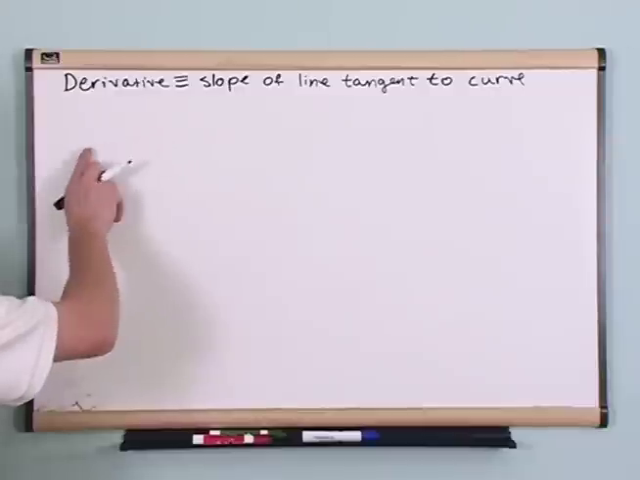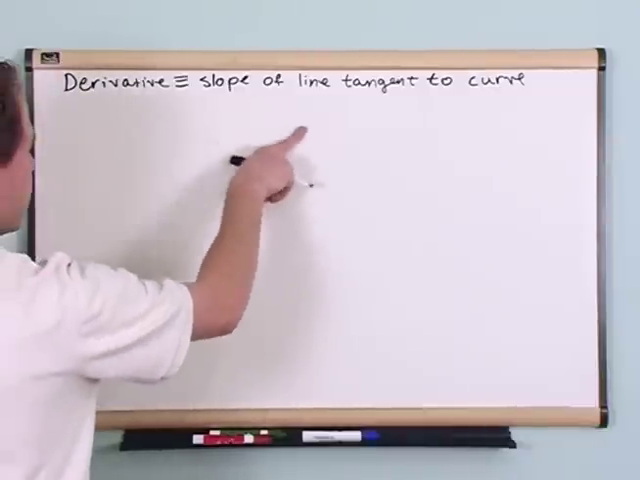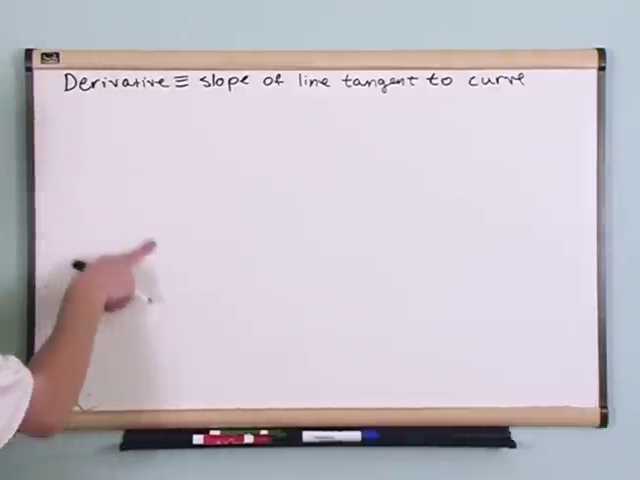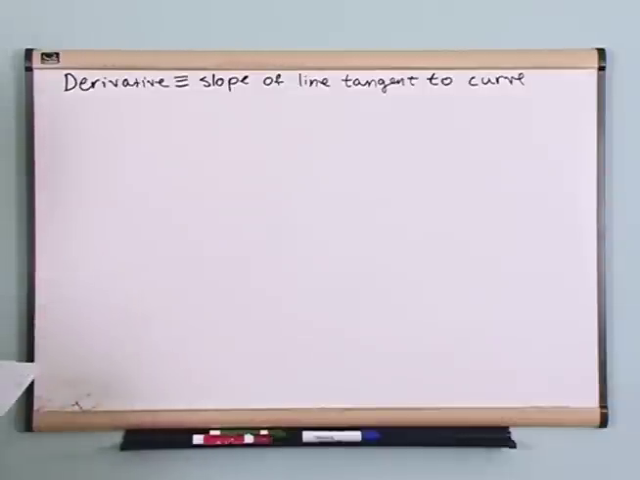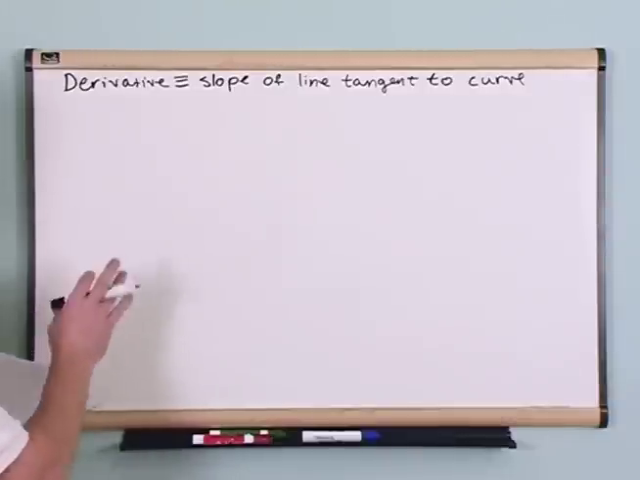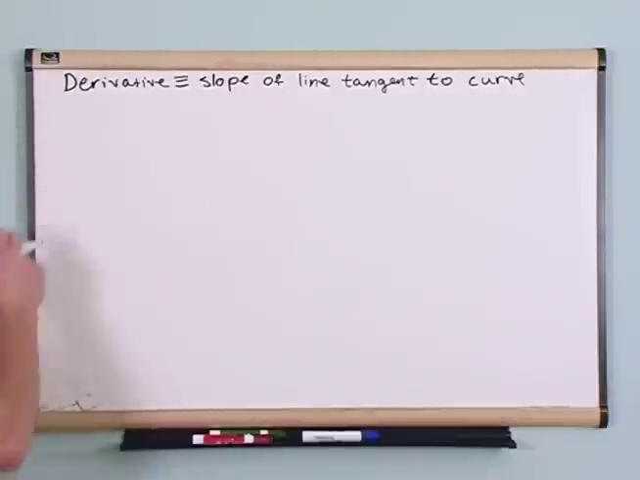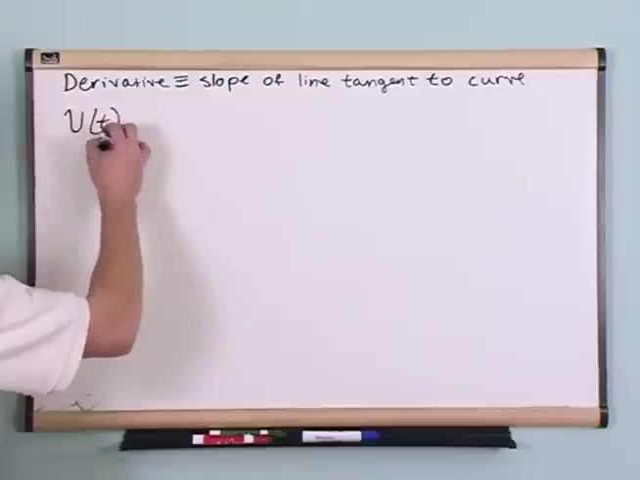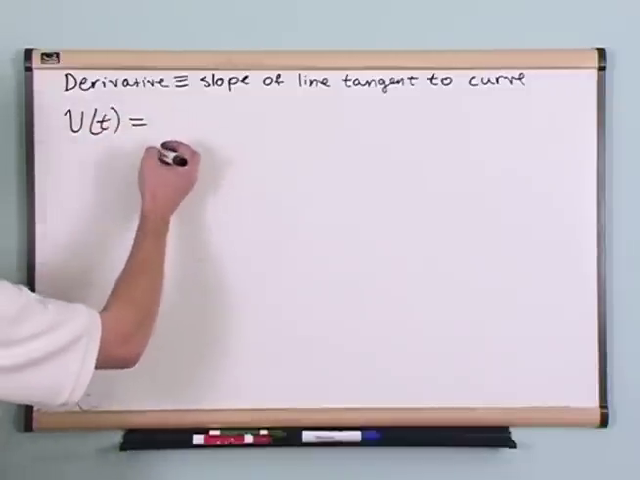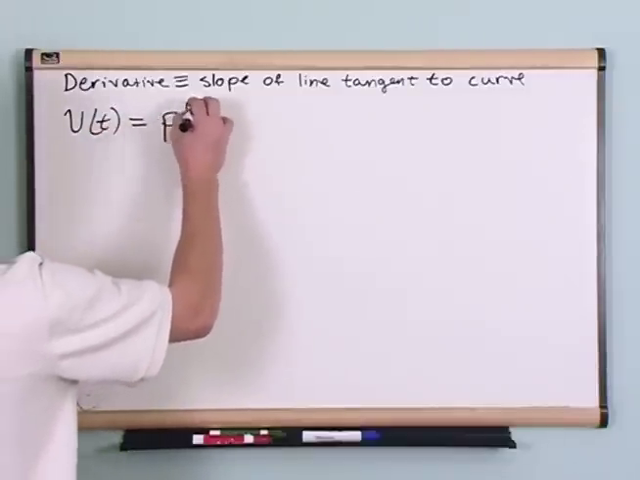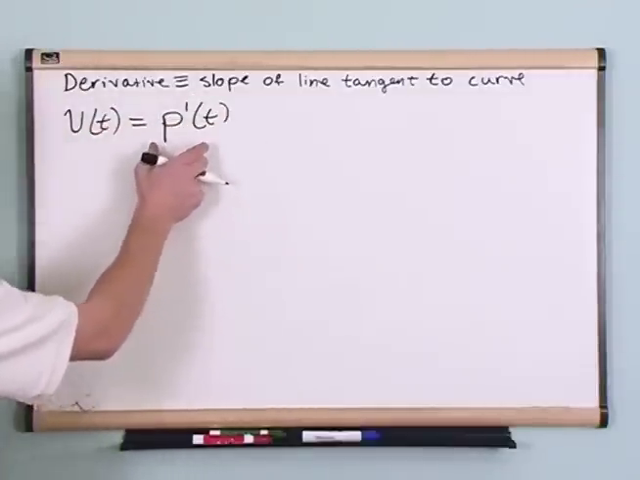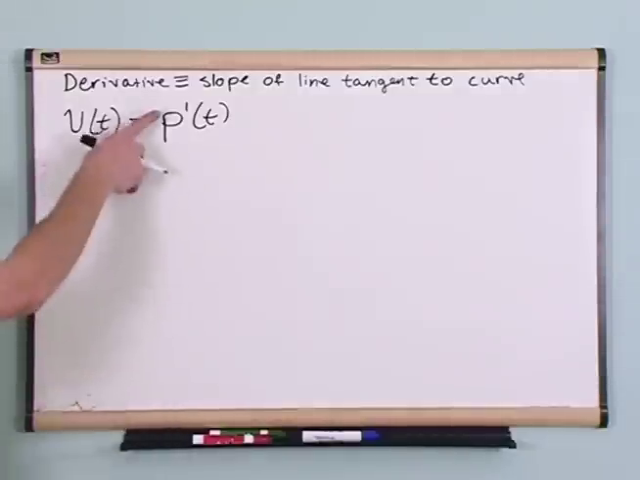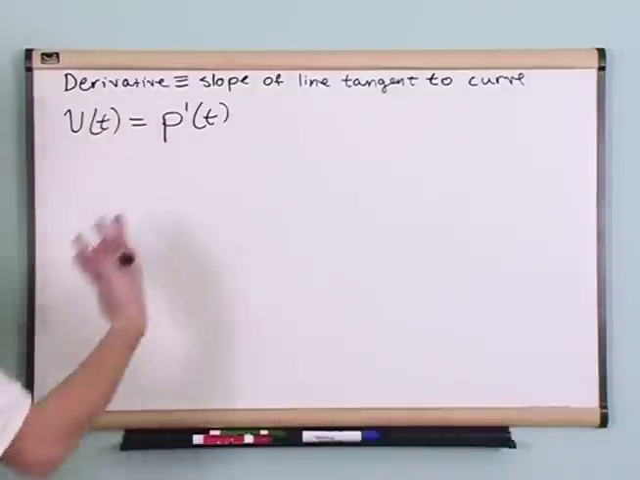I'm going to teach you a little bit of the way that you write this down. I'm going to show you the symbols in calculus that we use to talk about derivatives. Remember we said that velocity was the derivative of the position? Well, you write that like this. The velocity is equal to p prime of t. Remember, p of t is the position. When you put this prime here, this means derivative, okay?